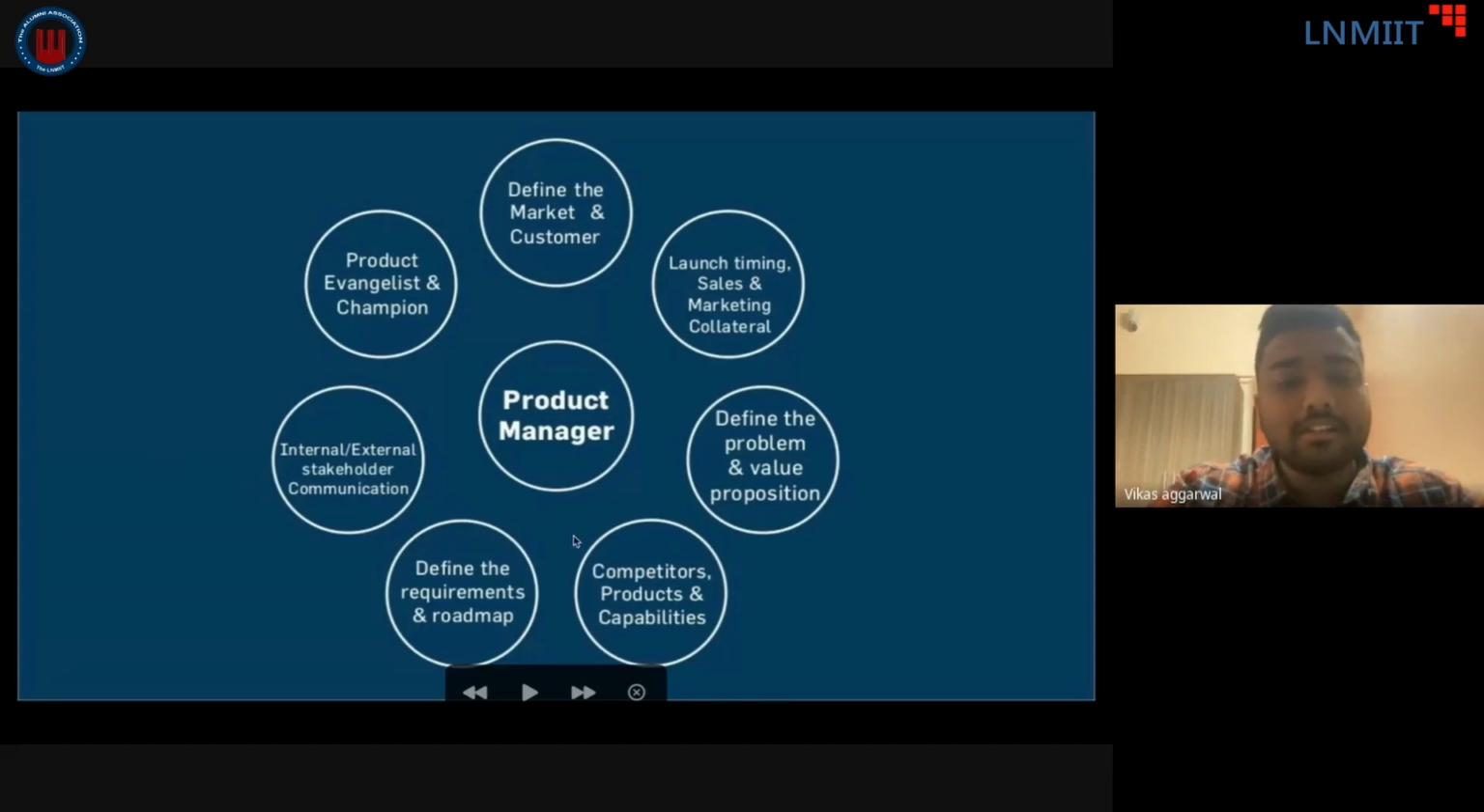Similarly, define the requirements in the roadmap. Also, the product manager is responsible for internal stakeholder communication, and for the launch timing. When you are working as a product manager, you must be well aware of when you should launch the product. That is very important.